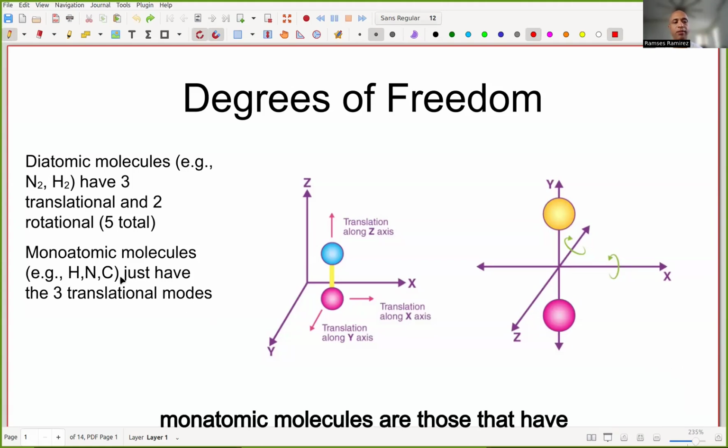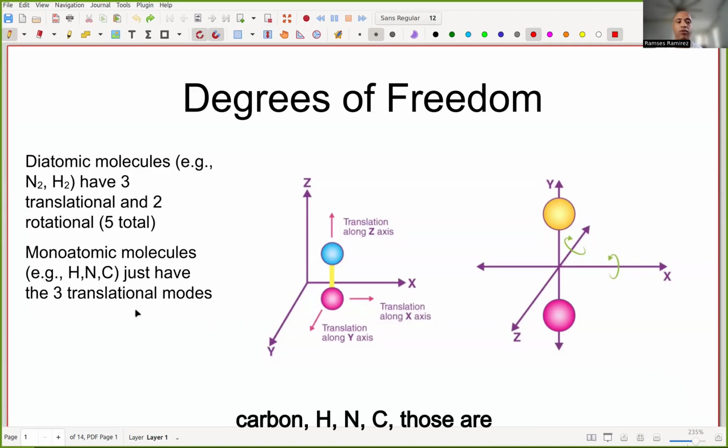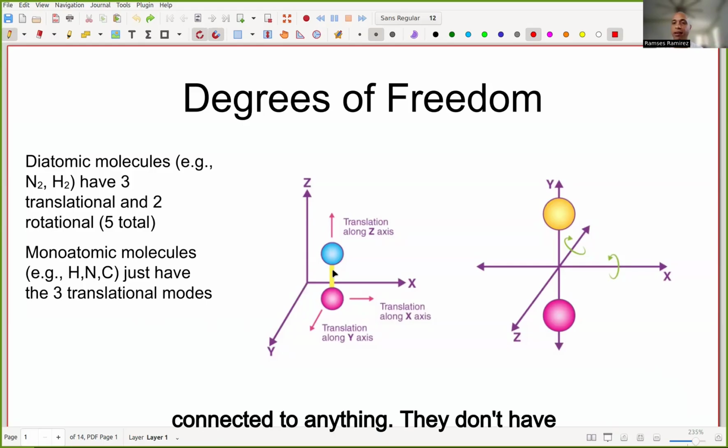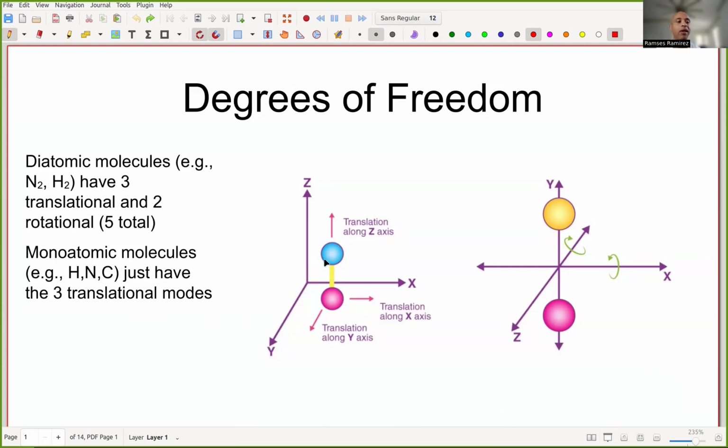And remember, monatomic molecules are those that have just one atom. Hydrogen, nitrogen, carbon, HNC, those are monatomic molecules. They have three translational modes, so they can move. Essentially, all they can do, because they're so simple, is move in the X, Y, or Z directions. Okay? Translation. They can't rotate because they're not connected to anything. They don't have much there to rotate with.